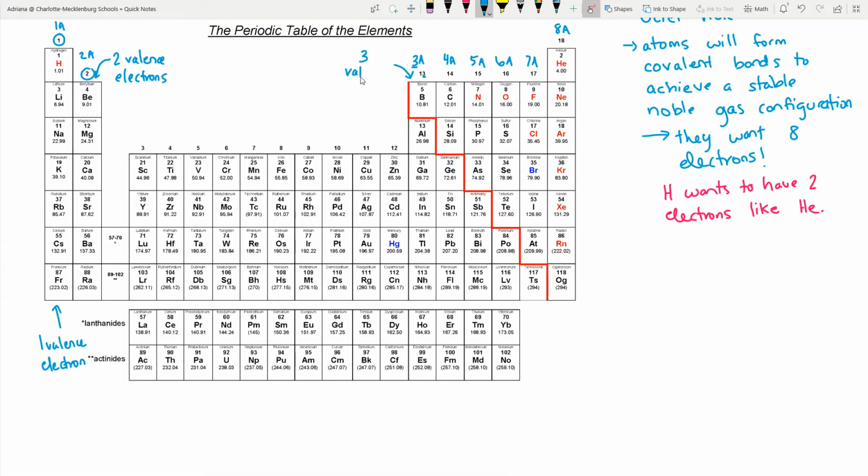3 valence electrons. And so on and so forth, right? So these elements all have 4. These elements all have 5. These all have 6, 7, 8.